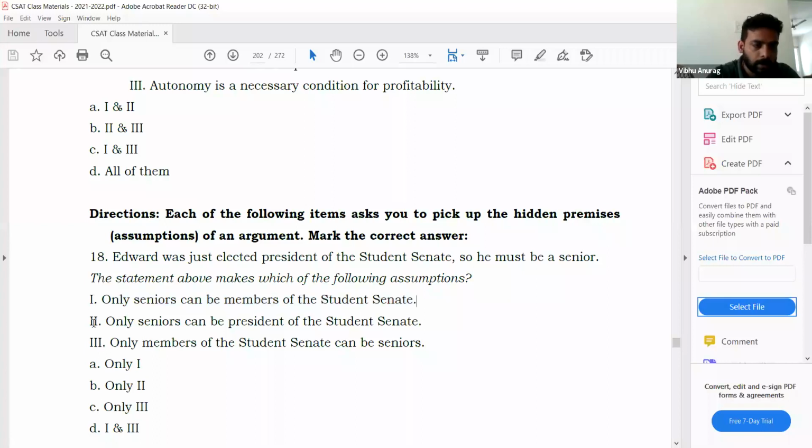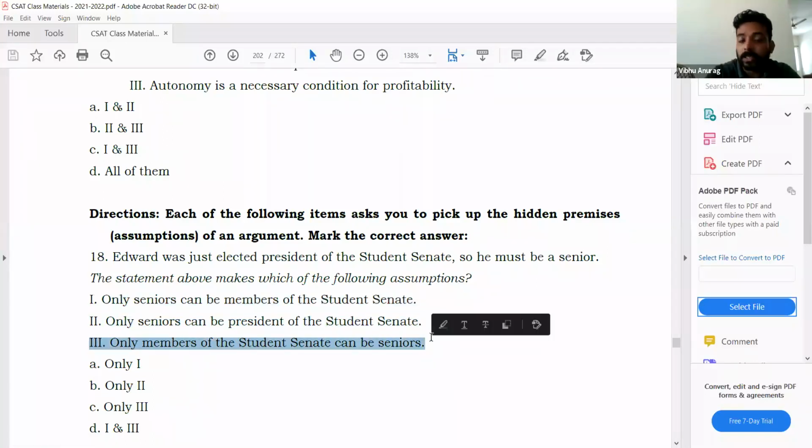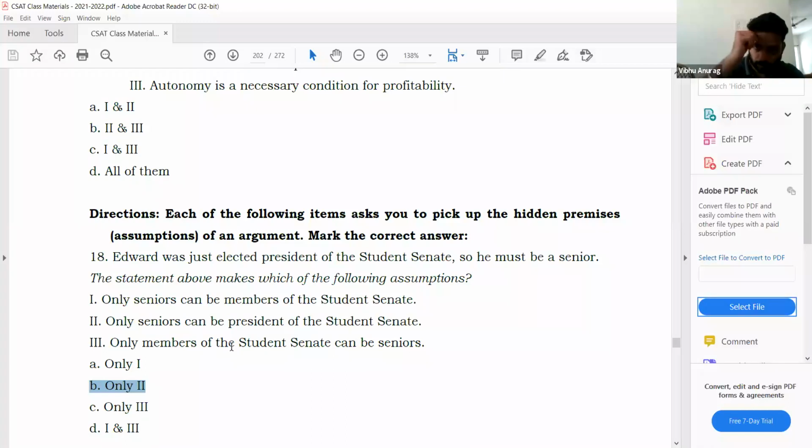It is wrong. Second one, only seniors can be president of the student senate. Yes, because he's saying Edward was just elected president, so he must be a senior. So in his mind, he believes only seniors can be president. So 2 is correct. Third one, only members of the student senate can be seniors. Again, he's not establishing any link between membership and seniority. So B, only 2. 18th is B, only 2.